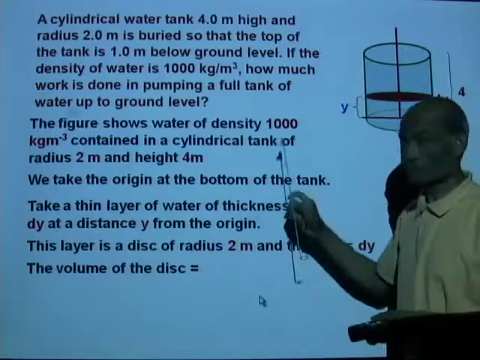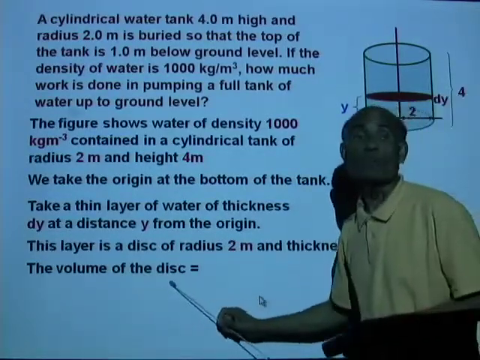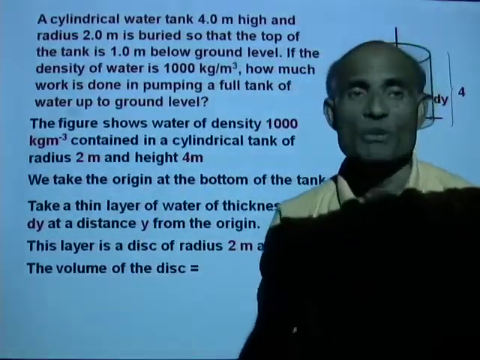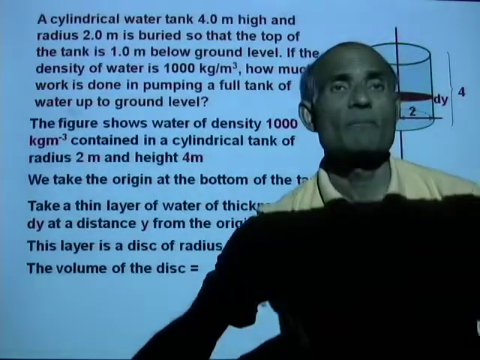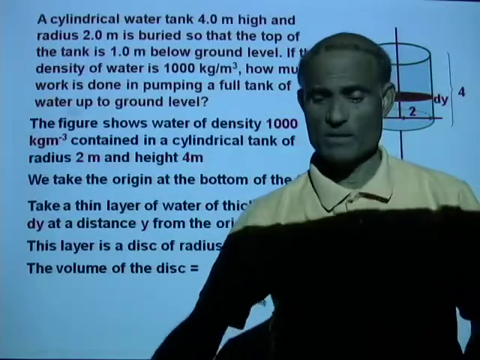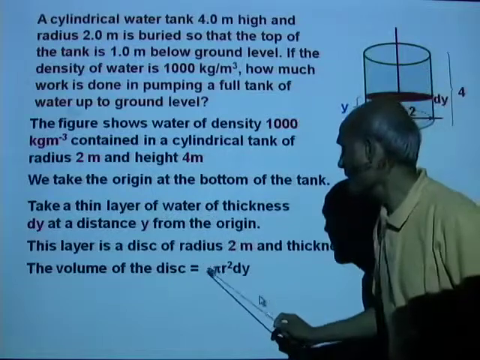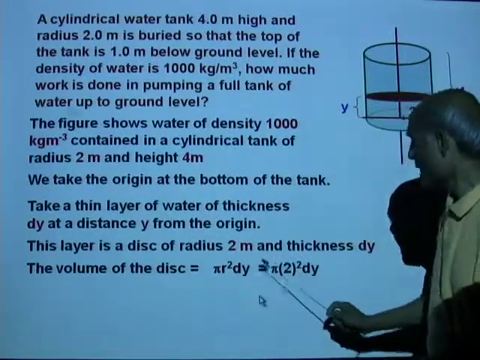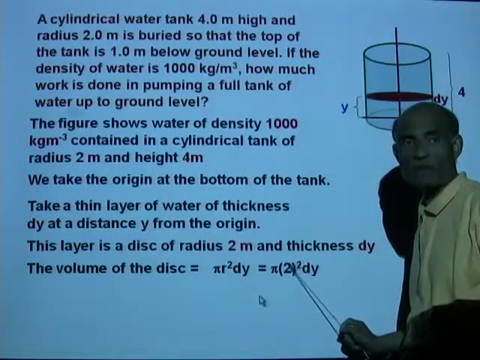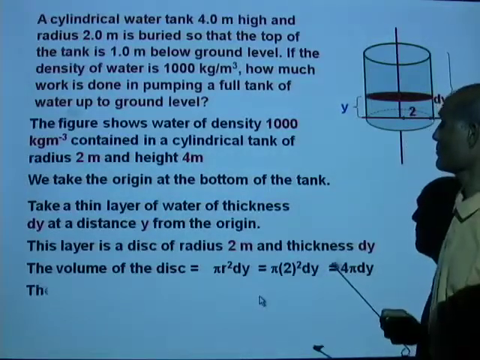Well, let's first of all find the volume of this disk. The volume of the disk is, from our last discussion, you know what the volume is. The volume of the disk is pi r squared times dy. So let's put that down. Volume of the disk is pi r squared dy, and r we know, so we replace r by 2. That gives me 4 pi dy is the volume of the disk.